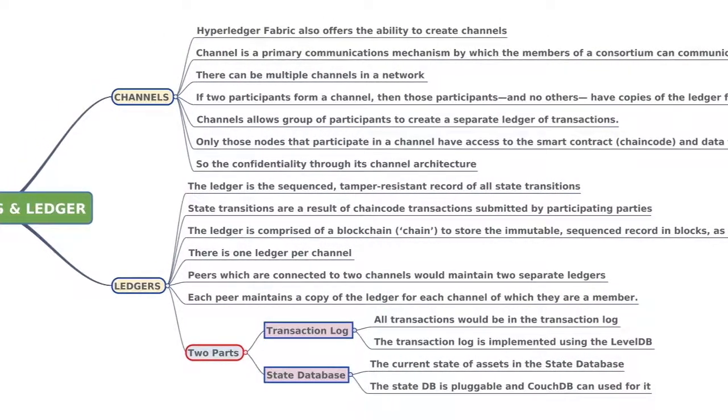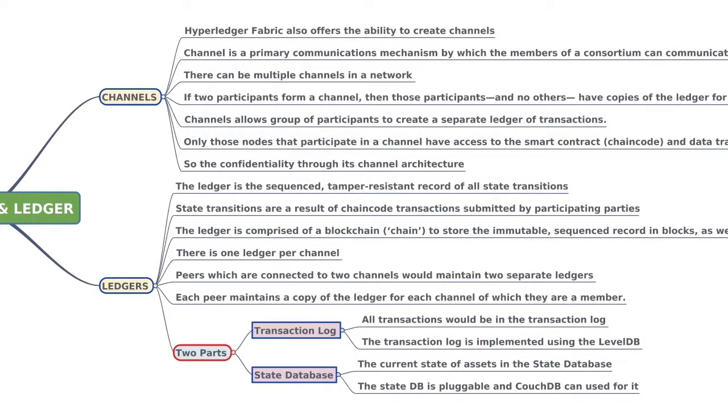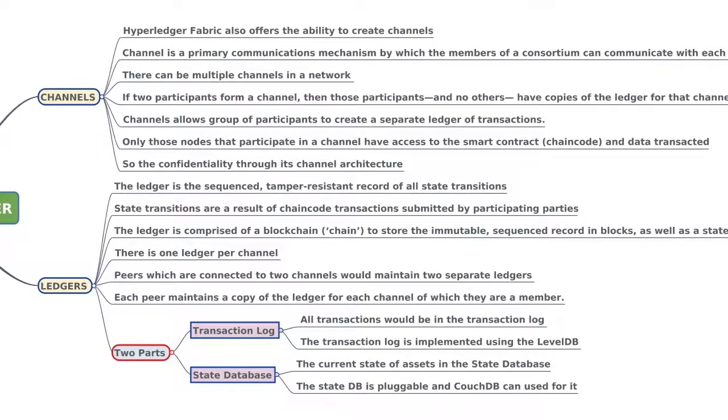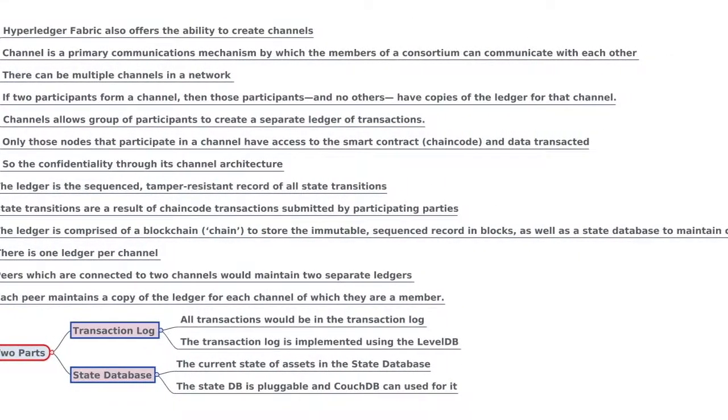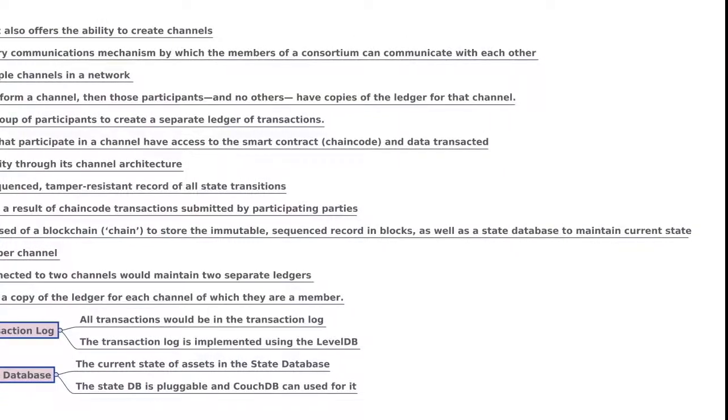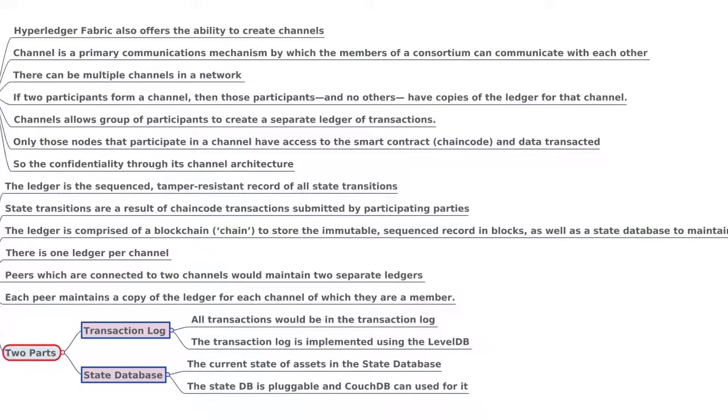And coming to ledger, as everyone knows, it's a sequenced, tamper-resistant record of all state transitions. State transition is nothing but a change of state. So when does it happen? It happens as a result of chaincode transactions submitted by the participating nodes. The ledger is comprised of the chain, which stores the immutable sequence of records in blocks, as well as a state database to maintain the current state.